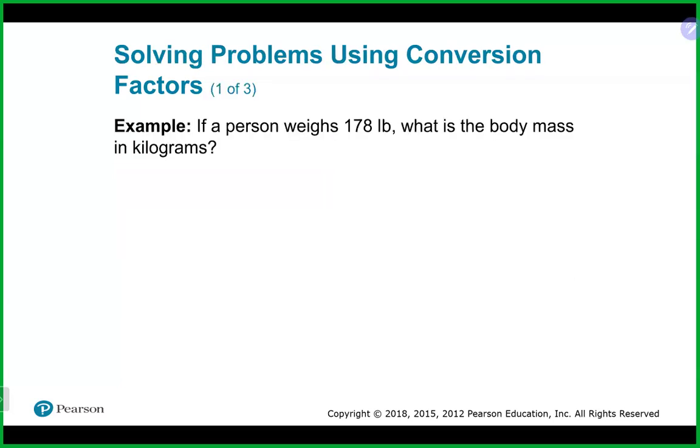All right, so why don't we try some of this here? A person weighs 178 pounds. What is it in kilograms? Once again, there's 2.20 pounds in 1 kilogram. So set it up and see what you come up with here.